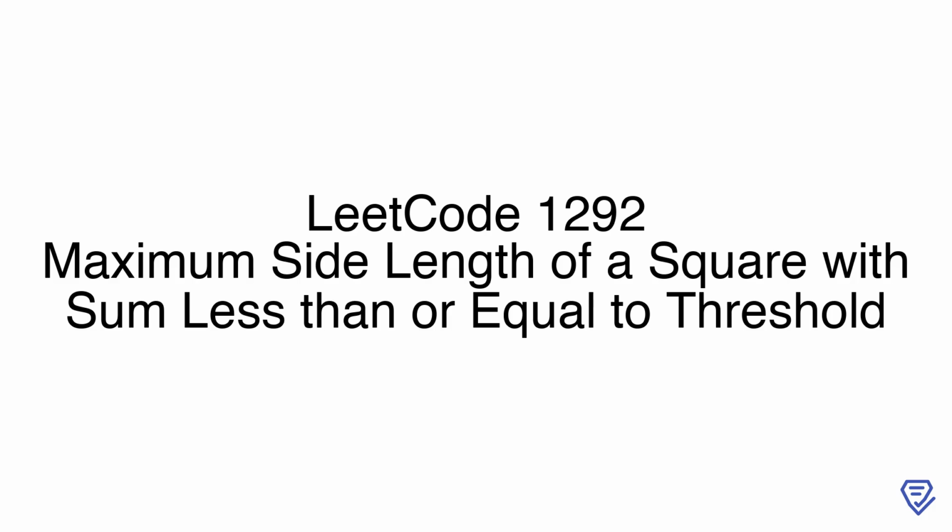Today, we'll explore LeetCode problem number 1292, maximum side length of a square with sum less than or equal to threshold. This problem challenges us to apply our knowledge of prefix sums and optimize for the largest square meeting specific constraints. Let's dive in and break it down step by step.